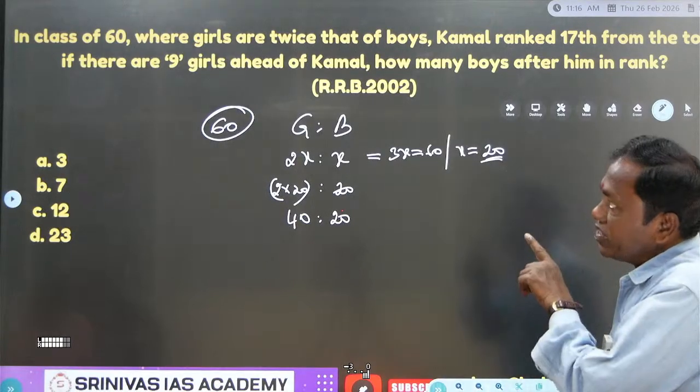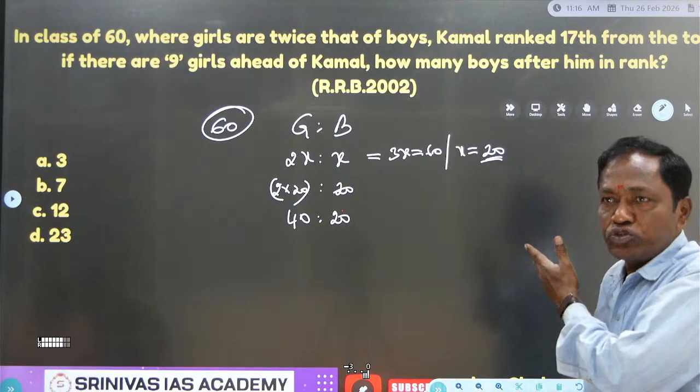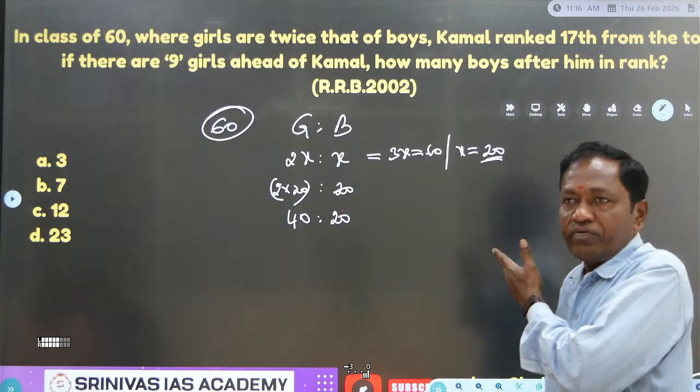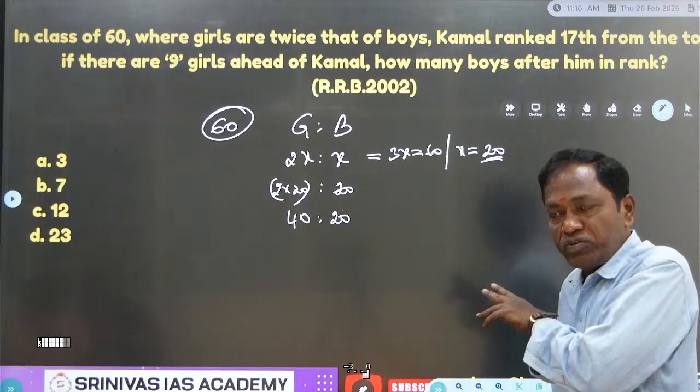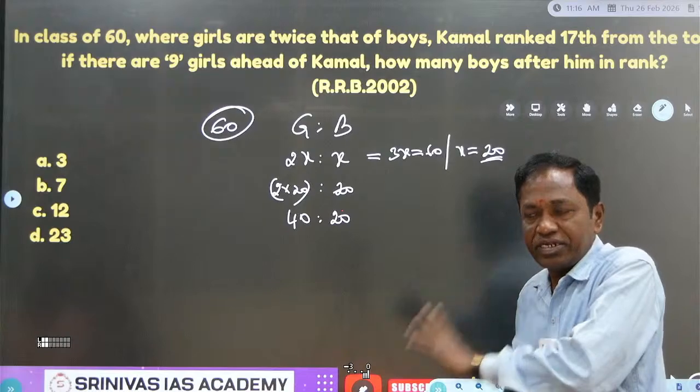Now you can see even this question appeared in the RRB 2002, the Railway Recruitment Board exam. But this question also appeared 3-4 years ago in CSAT, again the same as it is.